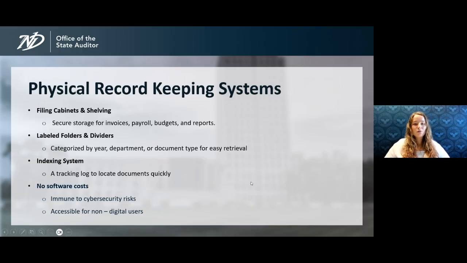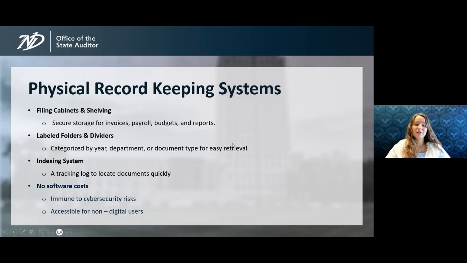Then moving on to physical record keeping systems. The smaller districts typically we see this, and there are a lot of people who still use physical record keeping systems, and there's nothing wrong with it. You just have to get strategic with how you do it, because you're going to need a lot of filing cabinets and shelving. But it needs to be in a secure place because some of these documents are sensitive and shouldn't be seen by everyone's eyes, so they need to be locked up. You would need secure storage for payroll, invoices, budgets, and reports.